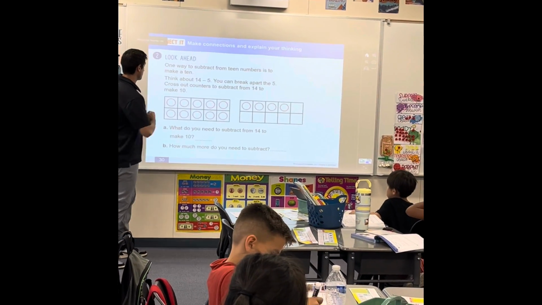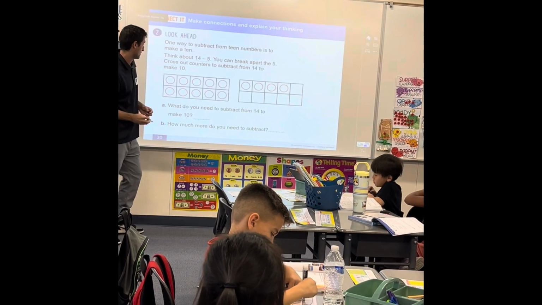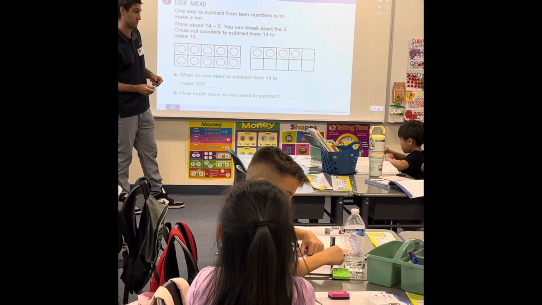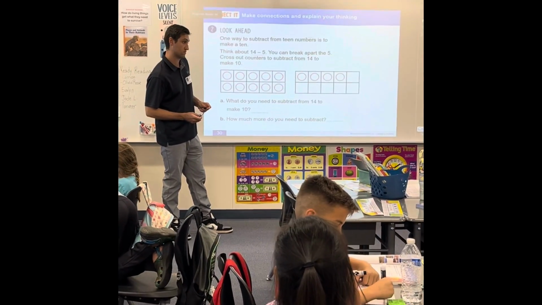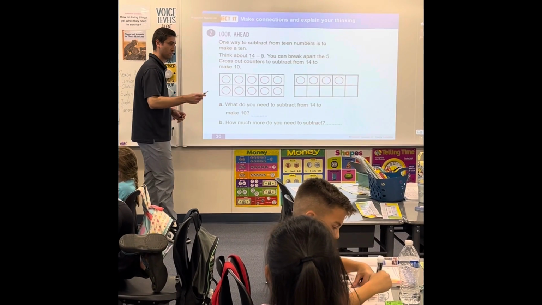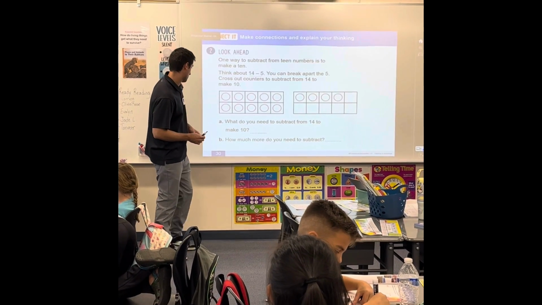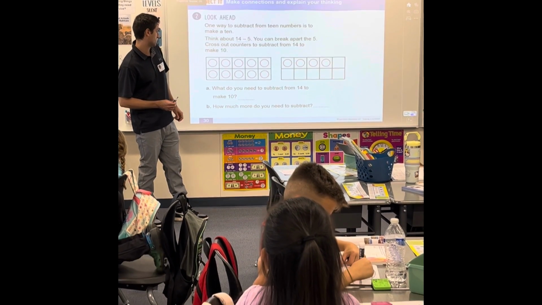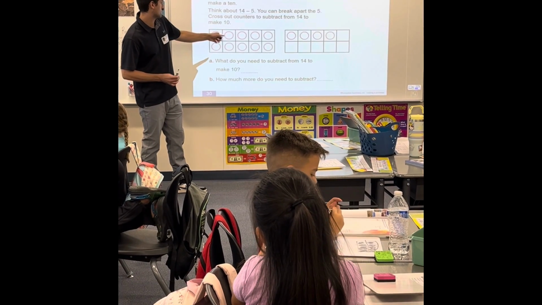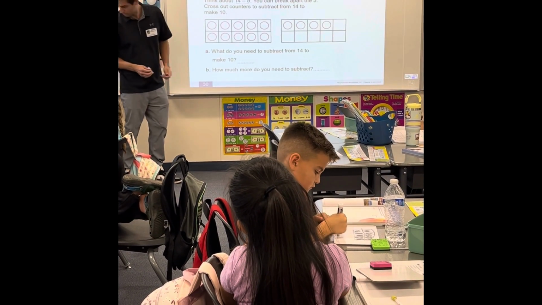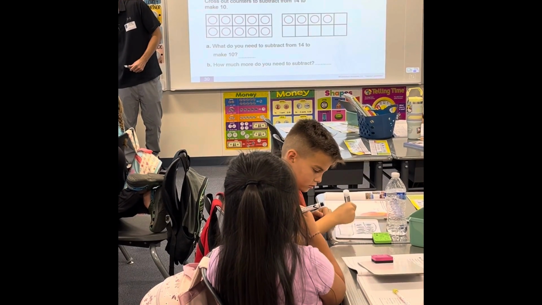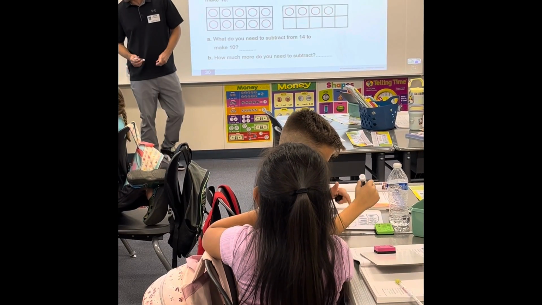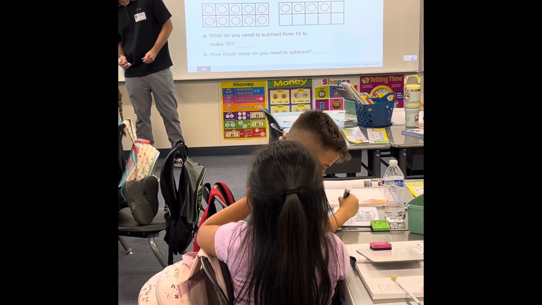See about 14 minus 5. You can break the 5, cross out the counters to subtract from 14 to make 10. Just we're not having to underline right now. So, what do you need to subtract from 14 to make 10? So from the boxes, there's like 14 here.